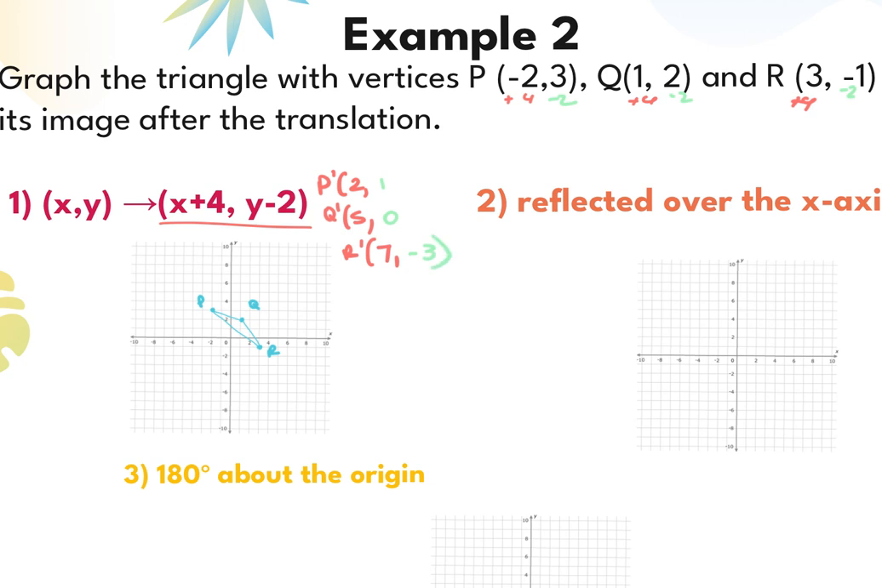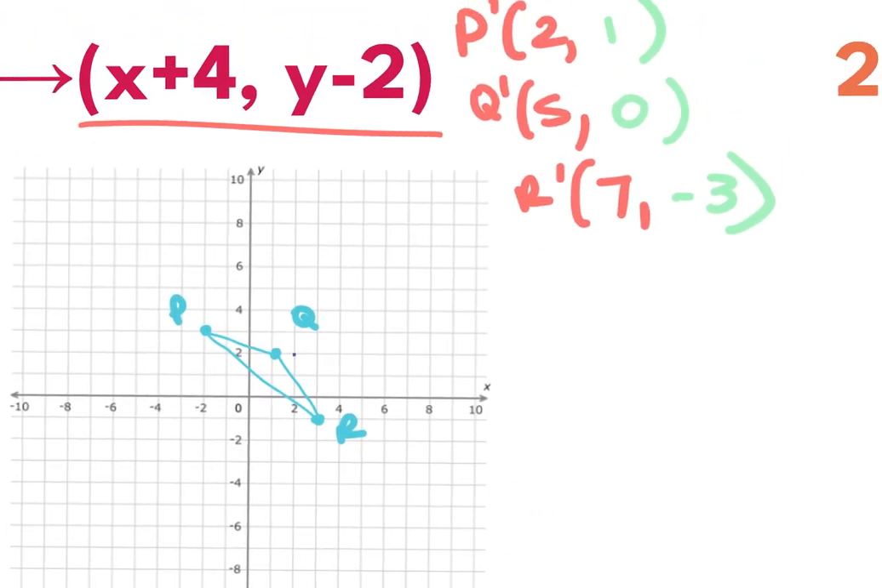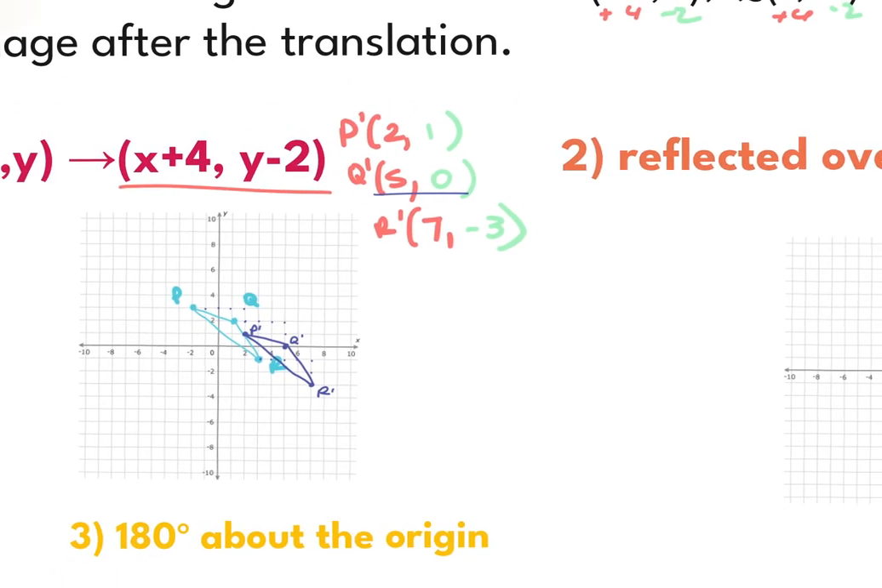Or you could take those coordinates and you could just shift them over. So I could take my Q and I could go to the right 4, 1, 2, 3, 4, and down 2, which is consistent with 5, 0. That's your Q prime. P, which would go right 4, 1, 2, 3, 4, down 2, P prime. And R, 1, 2, 3, 4, and down 2. And there is my image shifted to the right 4 and down 2.